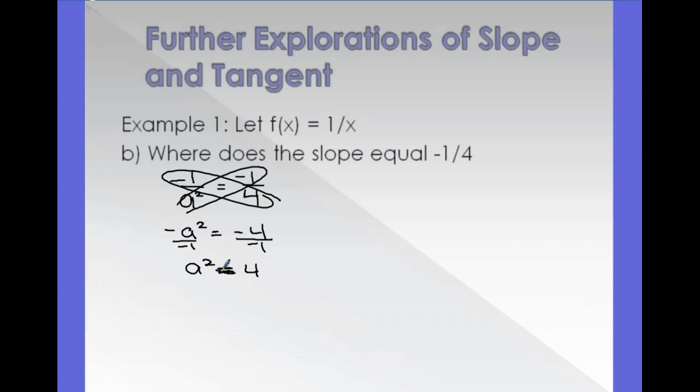Here's where you've got to be cautious, because now we have something squared. We take the square root. So when I take a square root is when my answer gets the plus or minus. So I get a equals plus or minus the square root of 4, which is 2. So the slope will equal negative 1/4 at 2 points: at positive 2 and negative 2.